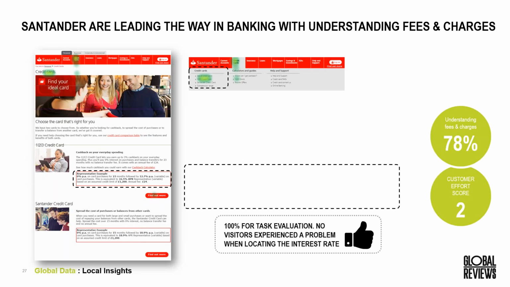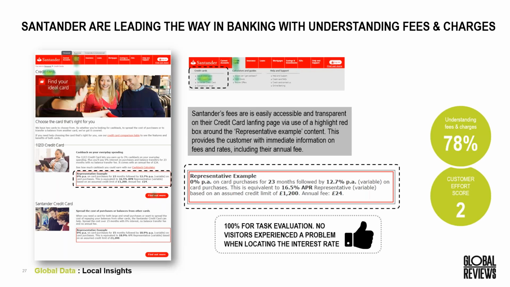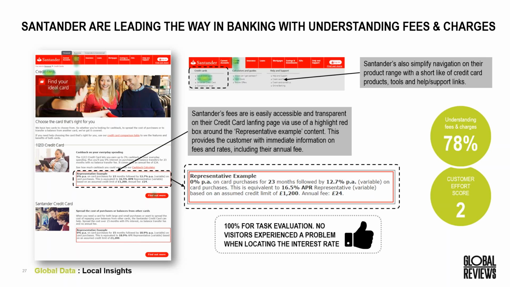So we can see that someone who does this very well is Santander. Again, they include a highlighted text box in their website on their landing page for credit cards, which has all relevant account fee and rate information. So it's upfront, it's transparent for the customer and immediately builds trust. Again, their simple navigation is another way in which they help to shorten the overall click path so customers can get to that information around accounts and fees more quickly.